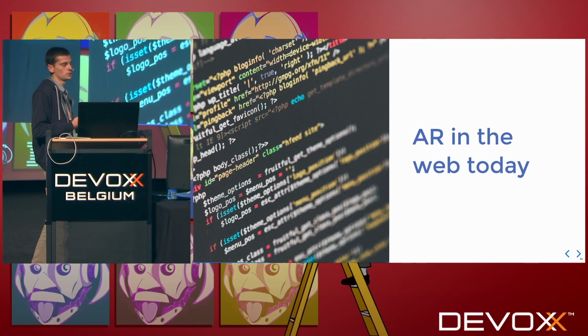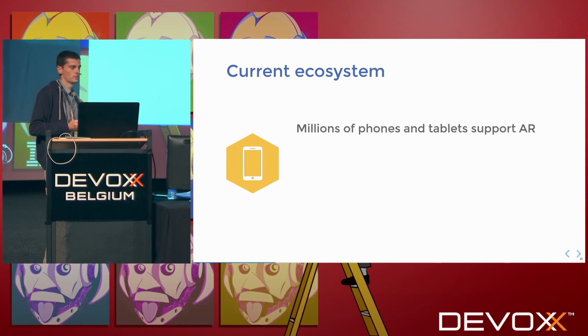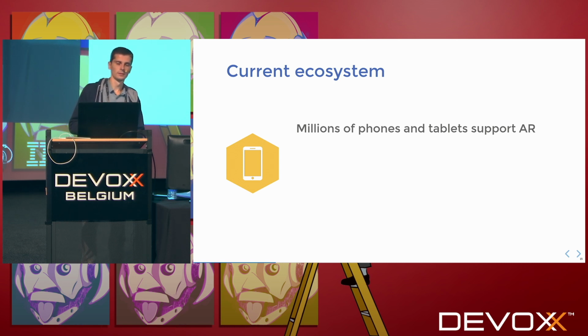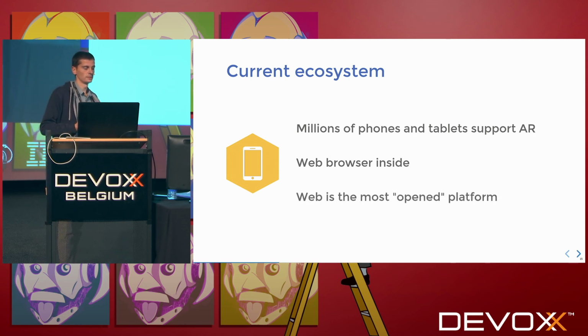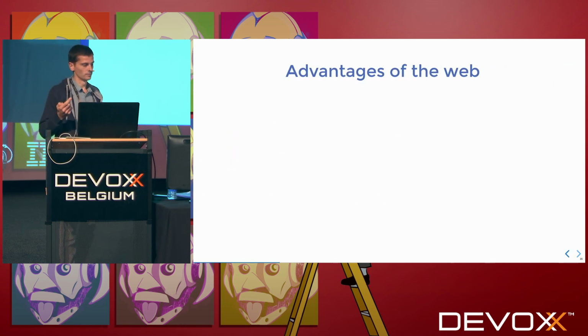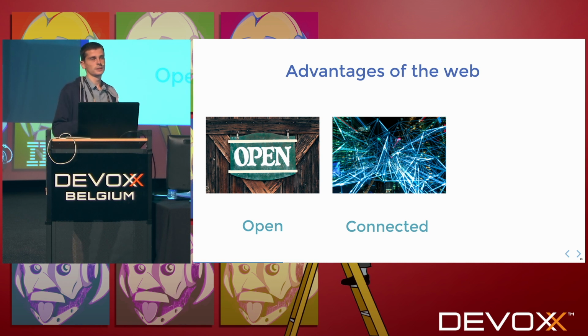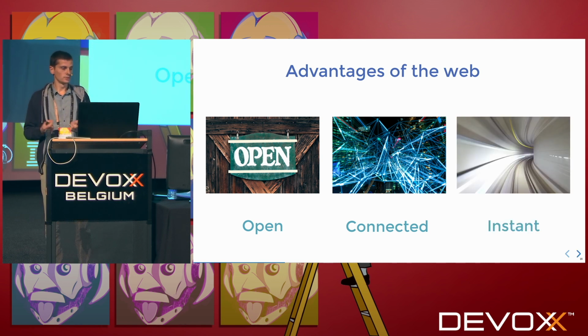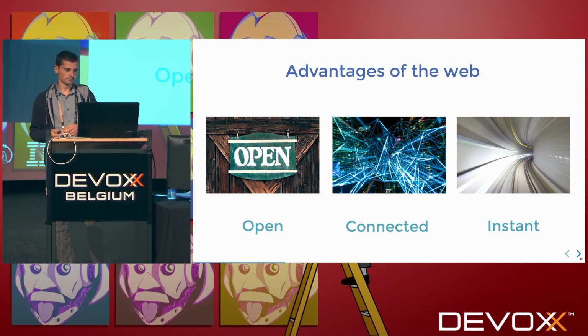Now, how can we do augmented reality today on the web? Currently, the ecosystem for the web is very big because we have millions of phones and tablets supporting AR. They all have a web browser inside, so using the web platform is very easy, which shows the power of the web as an open platform. The other advantages: it is open and connected. You just have to send a link to a user, they open your experience and start playing with it. And you have instant connection. You don't have to go to a store, download an app, etc.